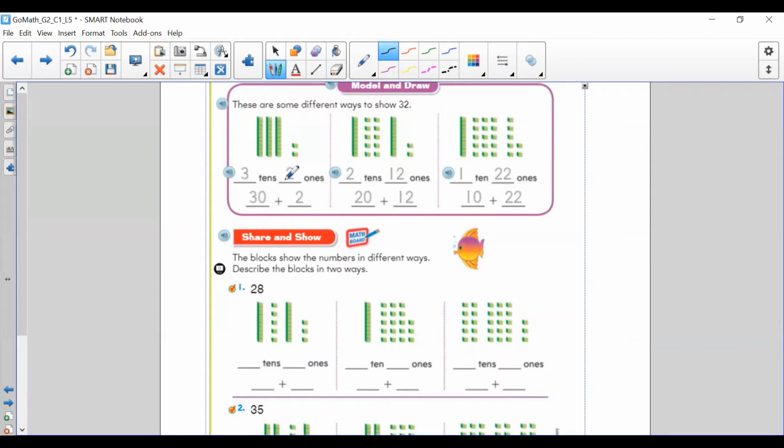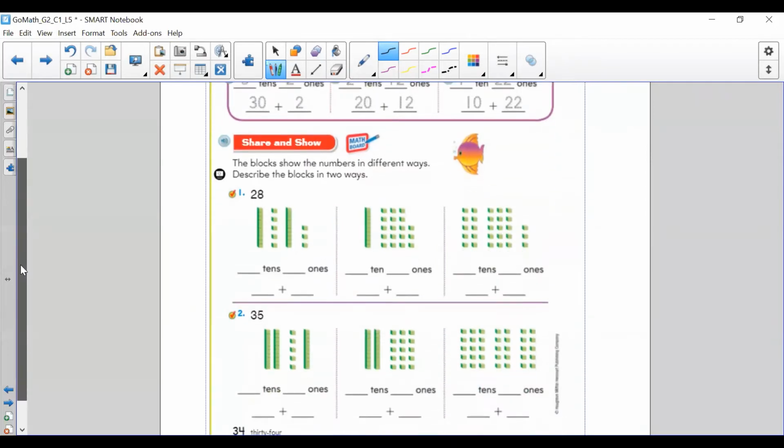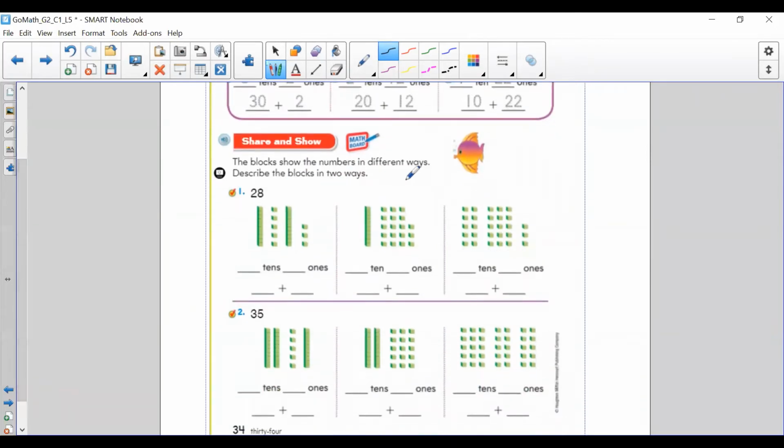And this is how we add. 3 tens is 30, plus 2 ones, 2. 2 tens is 20, and 12 ones is 12. And 1 ten is 10, and 22 ones is 22. So we're going to move down, and the blocks show the numbers in different ways. And we're going to describe the blocks in 2 ways.